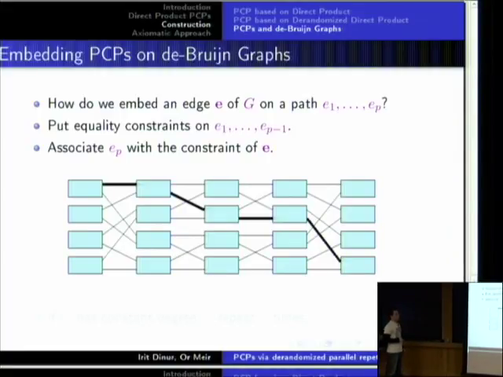It does not preserve either the projection property or the unique game property, just because there are edges that we do not use in the routing, right? And they become trivial constraints.